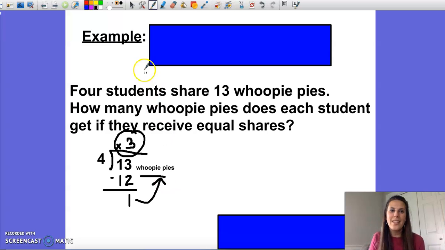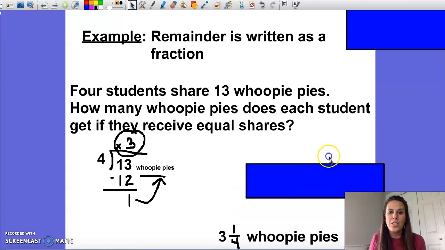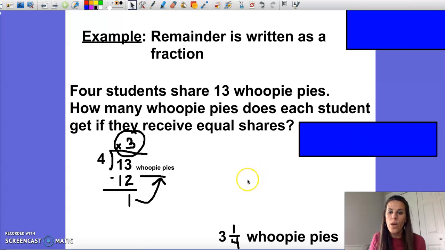Yes, if you said to divide it up because it's food, you are exactly right. So taking a look at this, we would write our answer as 3 and 1/4. When you want to write your remainder as a fraction, the remainder is the numerator in your fraction, and the 4, which is our divisor, is going to be your denominator. So each person would be super lucky and they would get 3 and 1/4 whoopie pies.